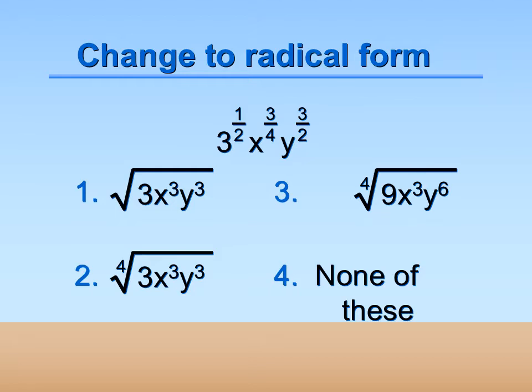Okay, so let's check one more. x to the 3/4, well, when the 4 moves to the index, it just leaves me x to the 3rd. Okay, number 3 has that. And then y to the 3 over 2, when I change my denominator to 4, that's going to become 6 over 4. And when I move my 4 to the index, it'll leave me with y to the 6, which is also what number 3 has. So our answer is number 3.